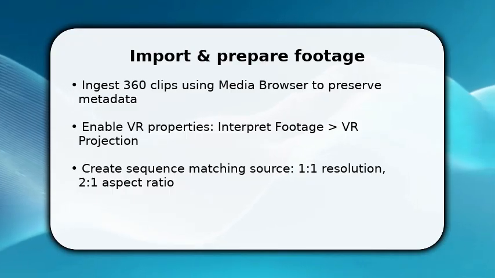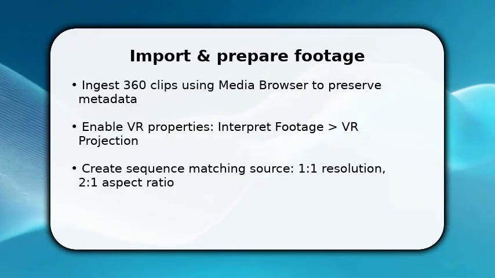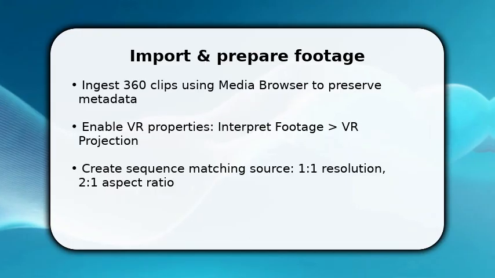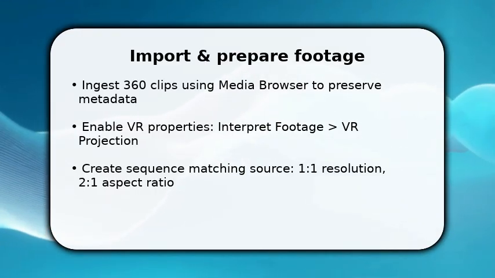You start by importing your stitched 360 footage via Media Browser, so Premiere keeps the spherical metadata. Next, interpret each clip as VR sphere or equirectangular in Clip > Modify > Interpret Footage. This tells Premiere how to map pixels onto the sphere.